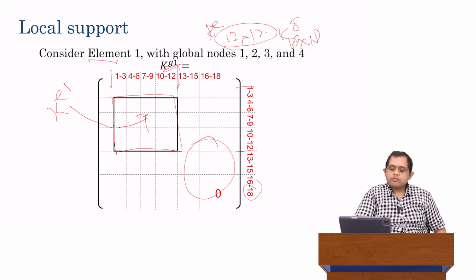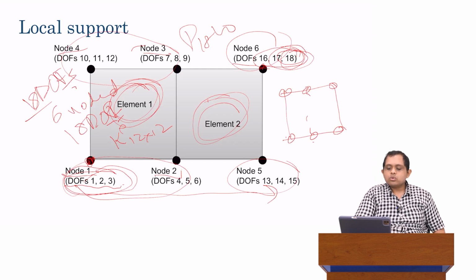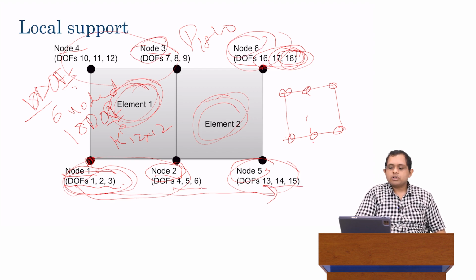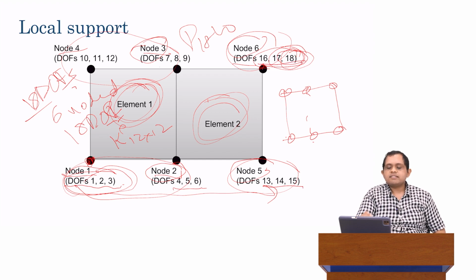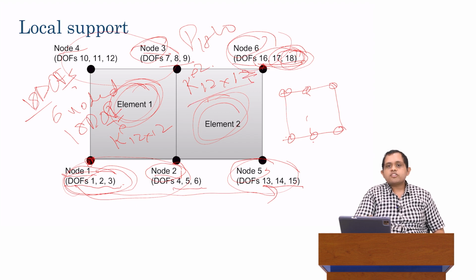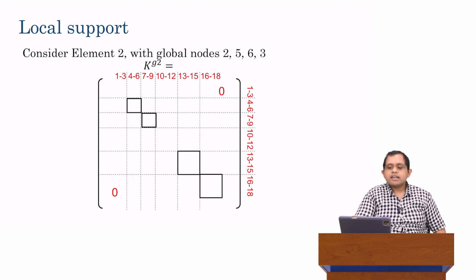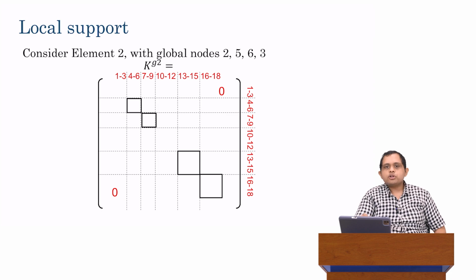What about element 2? If you look at this diagram here, element 2 consists of node 2, node 5, node 6, and node 3. So it consists of DOFs 4, 5, 6, 13, 14, 15, 16, 17, 18, 7, 8, 9. Obviously, for this element 2, I can always write KE2, a local stiffness matrix of size 12 by 12. But if I want to express it in global form, that is, in terms of an 18 by 18 stiffness matrix, then that matrix is mostly going to be 0, except for the degrees of freedom which are connected by element 2.